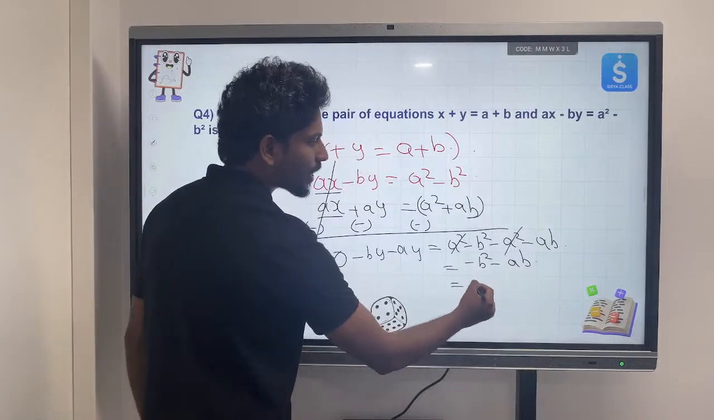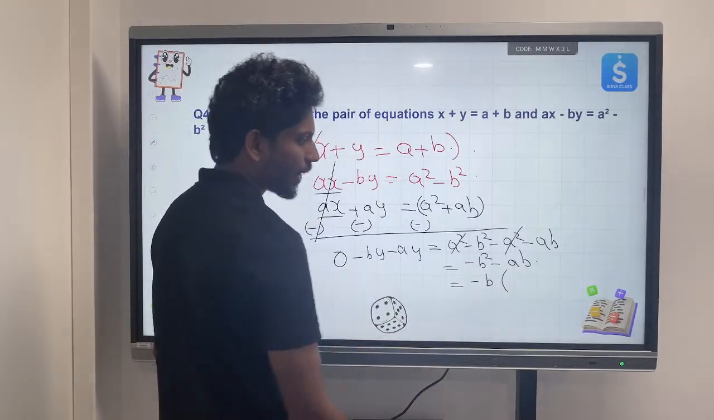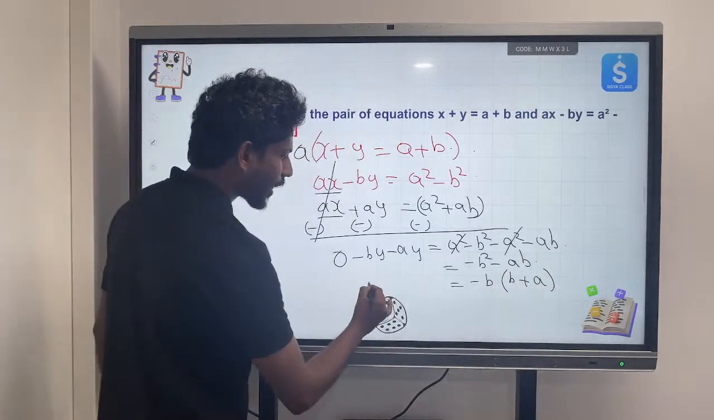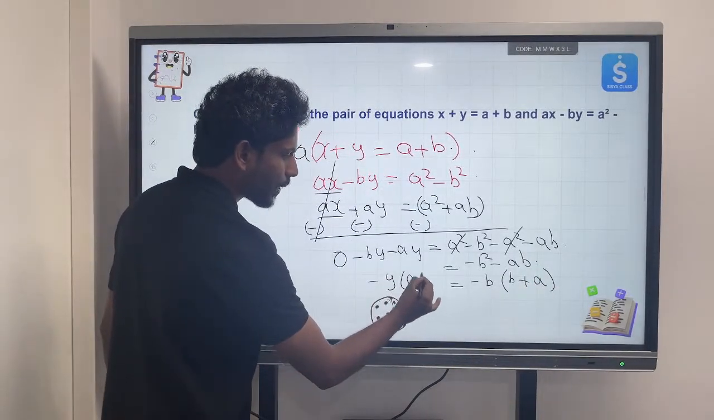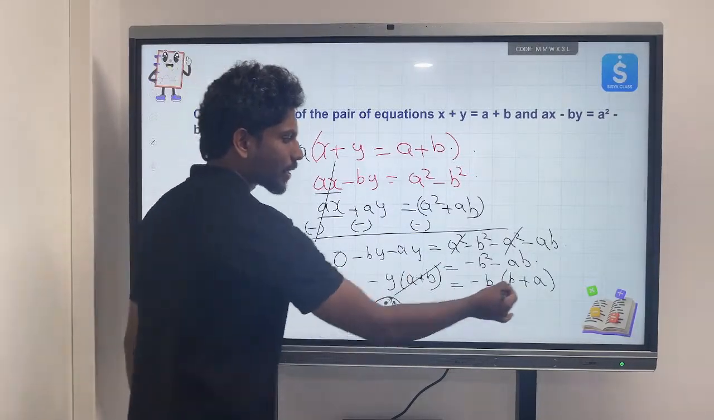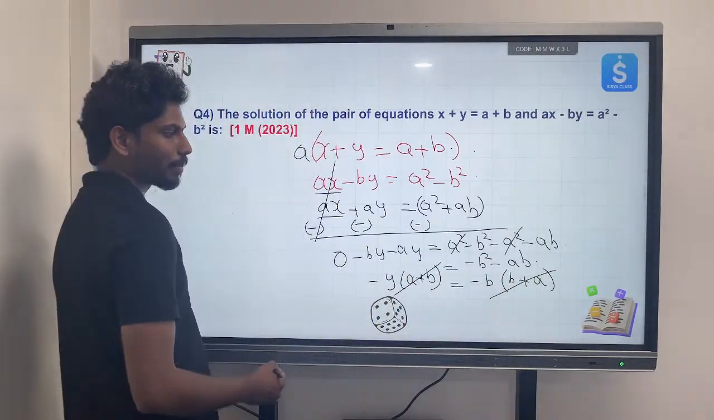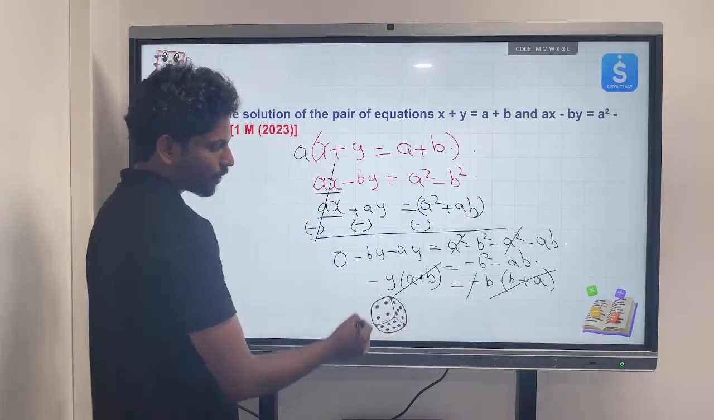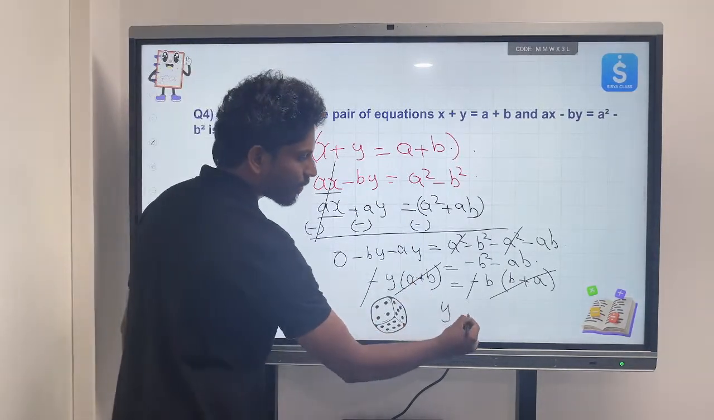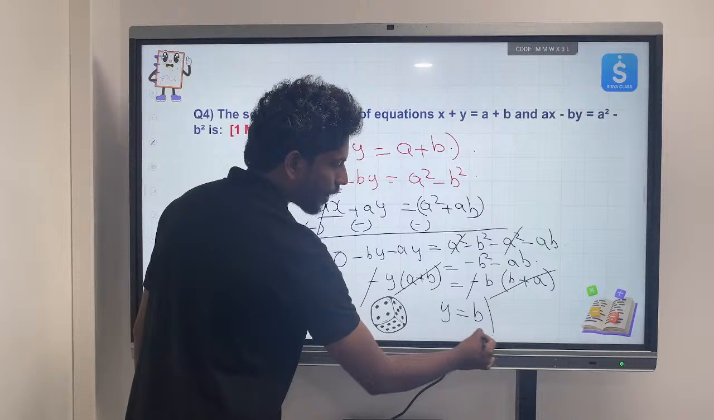So can I take minus b common? If I take minus b common, that will be b plus a, and here I can take minus y common, that will be a plus b. Now can I cancel out the entire a plus b and a plus b? Yes, I can cancel out the entire a plus b. Can I do any further cancellation? Minus, minus. So finally, what is the value of y I got? The value of y is b.